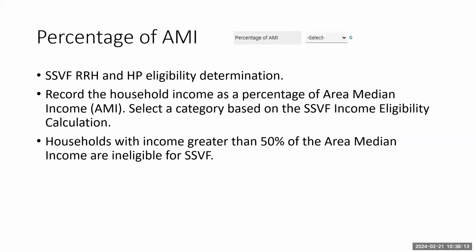There's also a data set for SSVF eligibility determination, which is the percentage of AMI. Record the household income as the percentage of area median income and select the category based on the SSVF income eligibility calculation. Households with income greater than 50% of AMI are ineligible for SSVF.